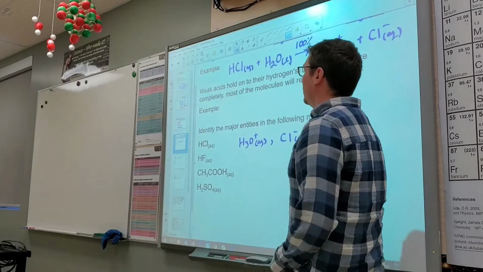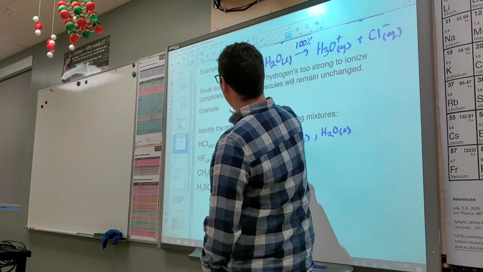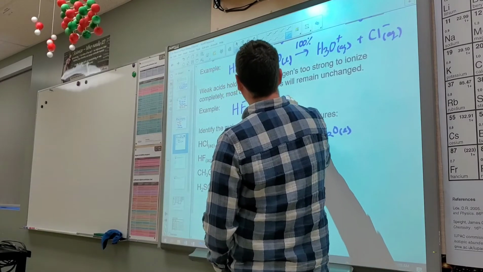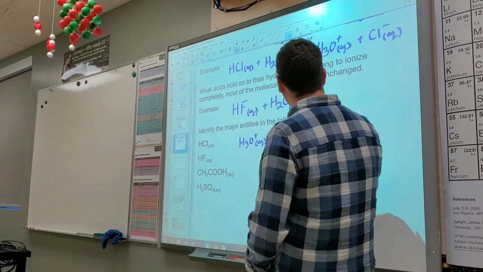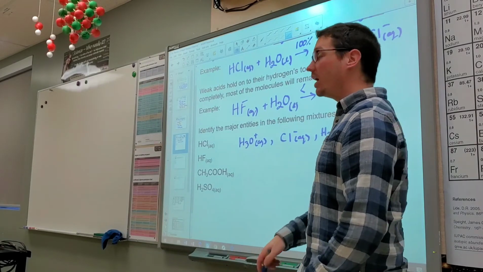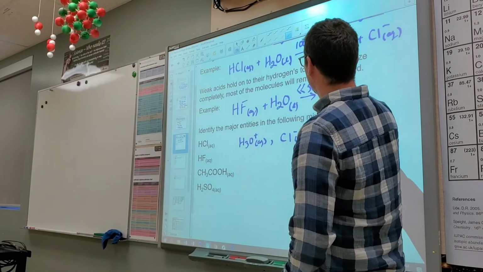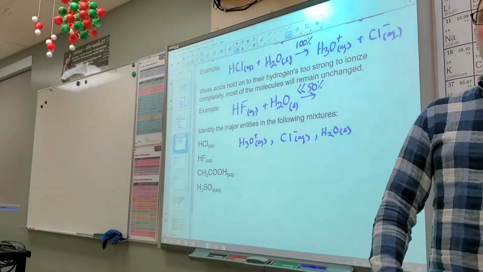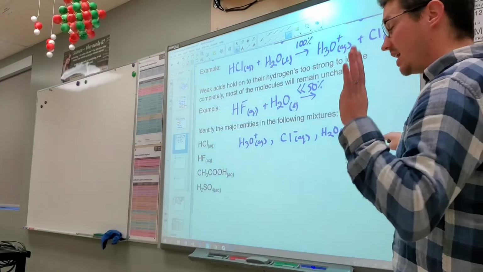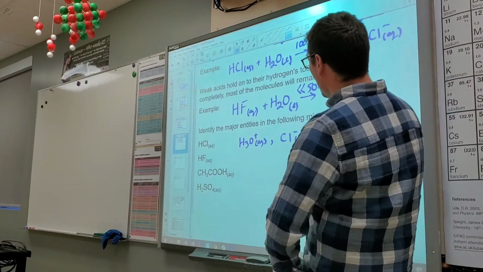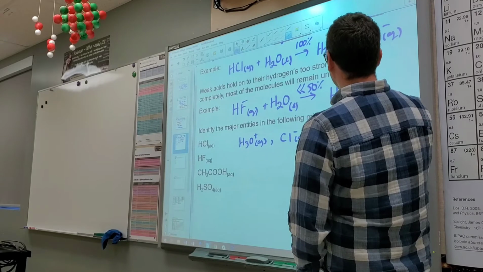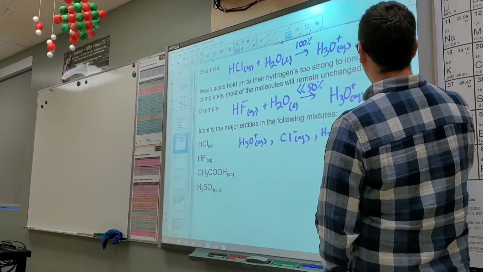No. Weak acids, anything below hydronium, like HF, they will react with water still, but we're going to say way less than 50%. Sometimes 1%, sometimes 0.0001%, way less than 50%. Some of it will still react, but most of it won't.